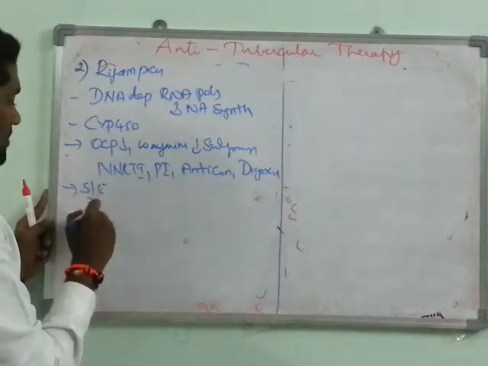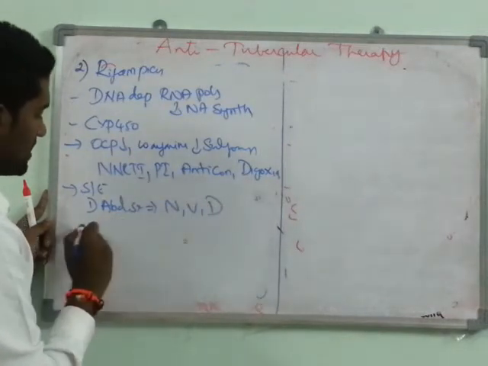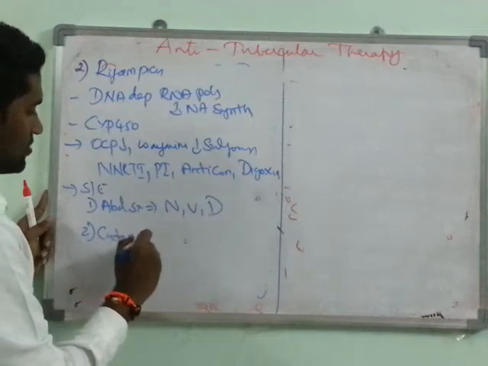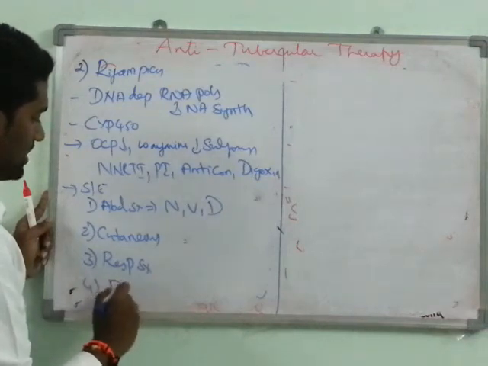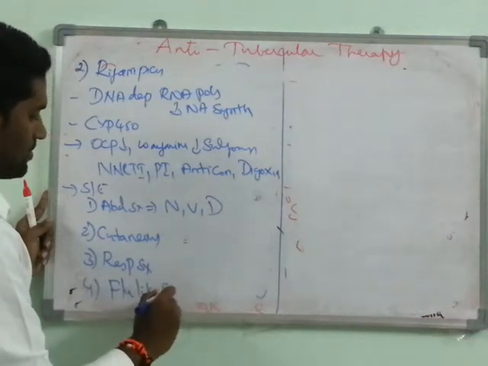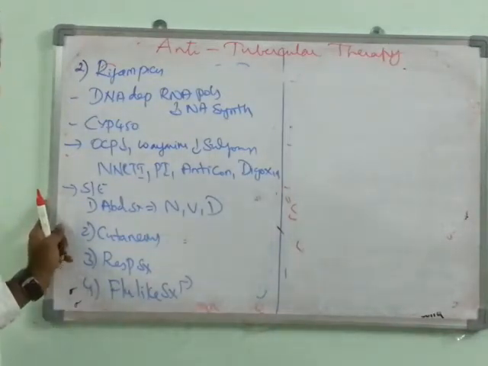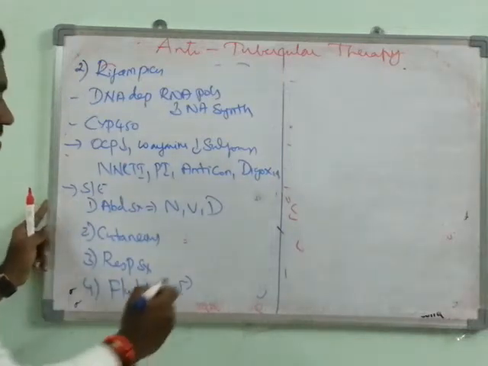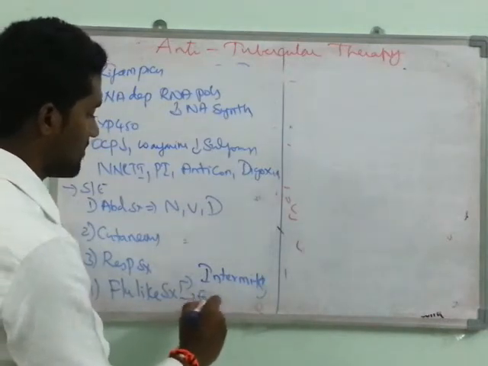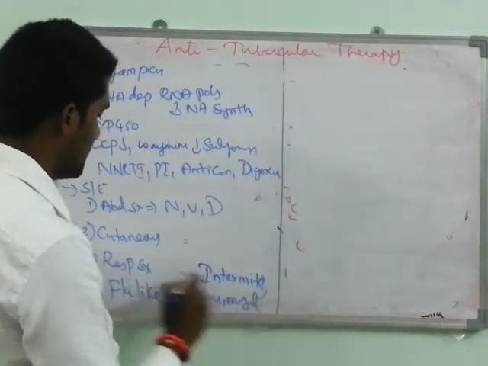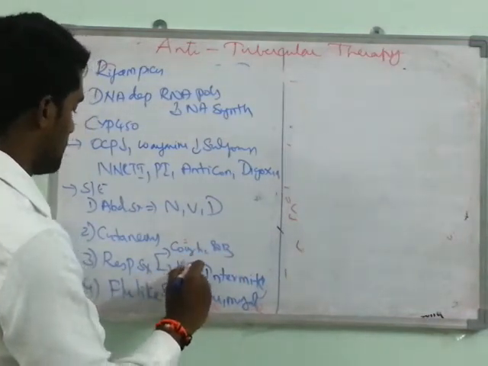Side effects include mainly abdominal syndrome characterized by nausea, vomiting, diarrhea, cutaneous syndrome, respiratory syndrome, flu-like syndrome. So this is very, very important. Usually flu-like syndrome is caused by intermittent regimen. When you convert into daily regimen, this may not occur. It is characterized by fever and myalgias. Respiratory symptoms: cough, shortness of breath, and fever.